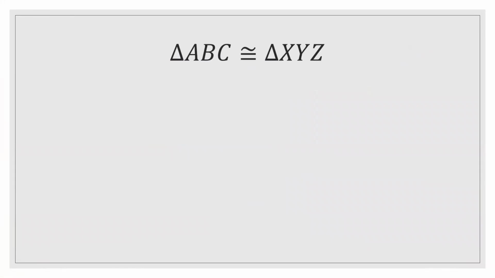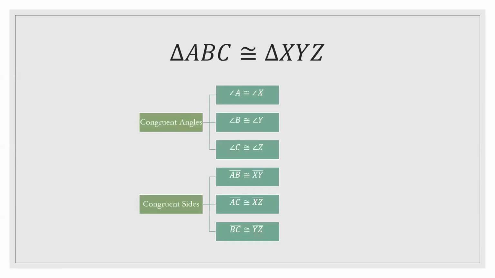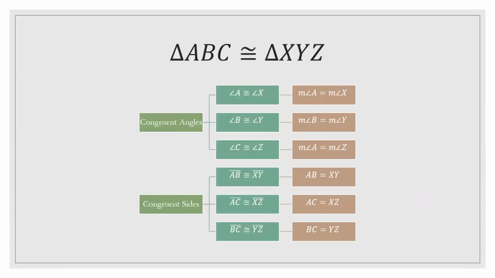Triangle ABC is congruent to triangle XYZ. When you go on mapping, you have congruent angles and congruent sides. So we have angle A congruent to angle X, angle B congruent to angle Y, angle C congruent to angle Z. We have segment AB congruent to segment XY, segment AC congruent to segment XZ, and segment BC congruent to segment YZ. As you can see, these are the implications in the brown.